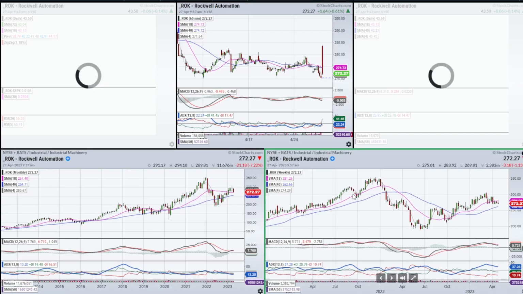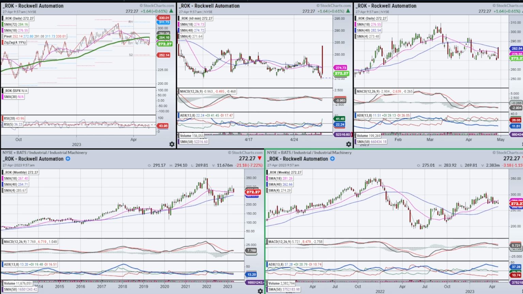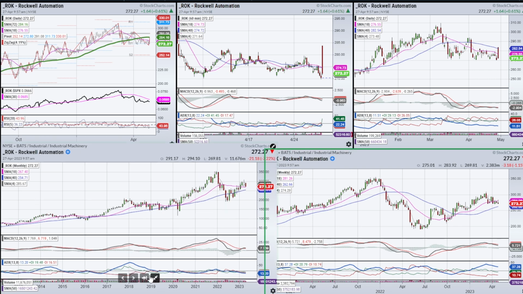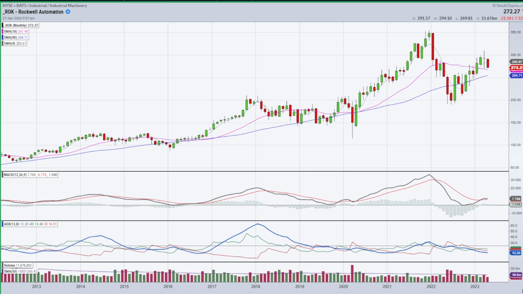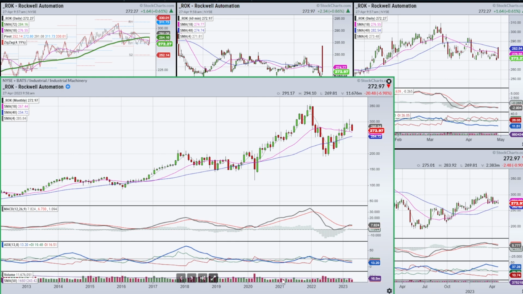Okay, let's look at ROK. So we had this move to the downside and then a move to the upside. And what I say over and over again, let's look at this in a little bit more detail. Do you see when this crossed above the 18-month, it was declining? And this goes for any time frame. If you get a rally above and through an 18 that's declining, you look for a retest, and that's what's taking place now.